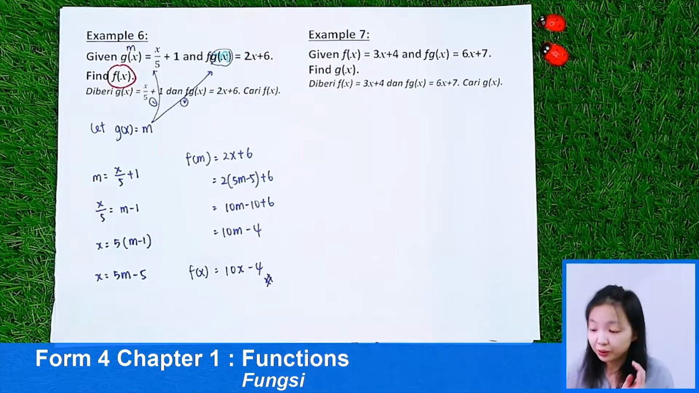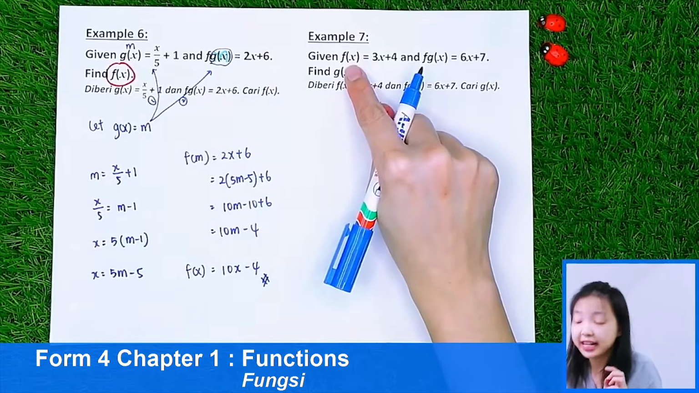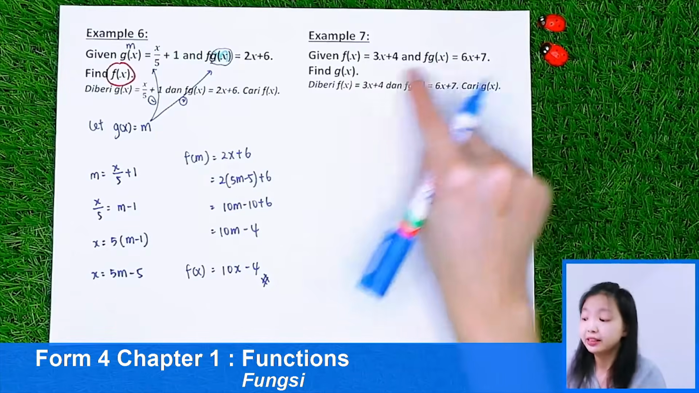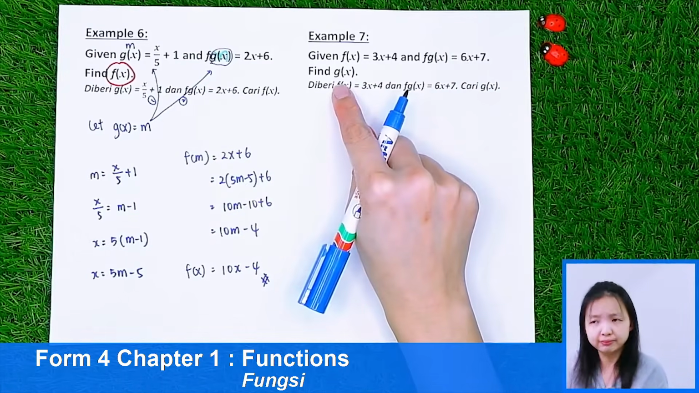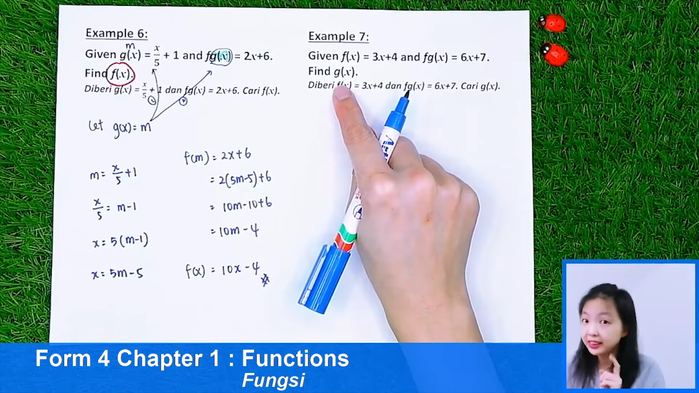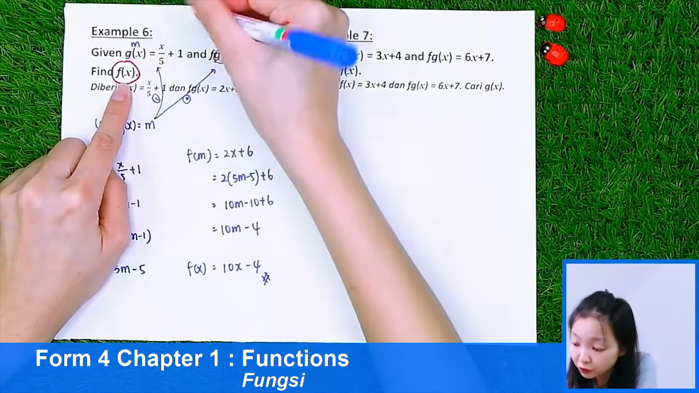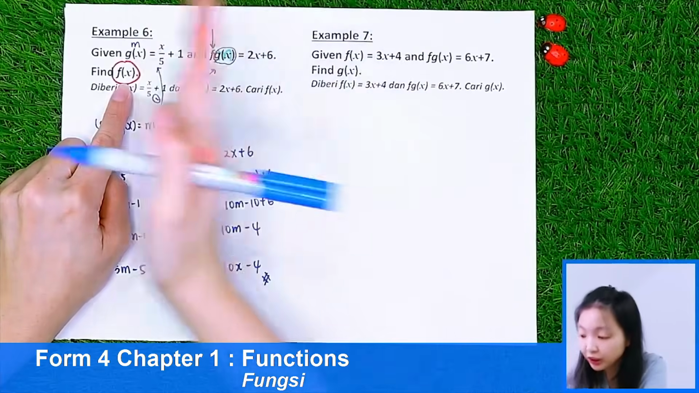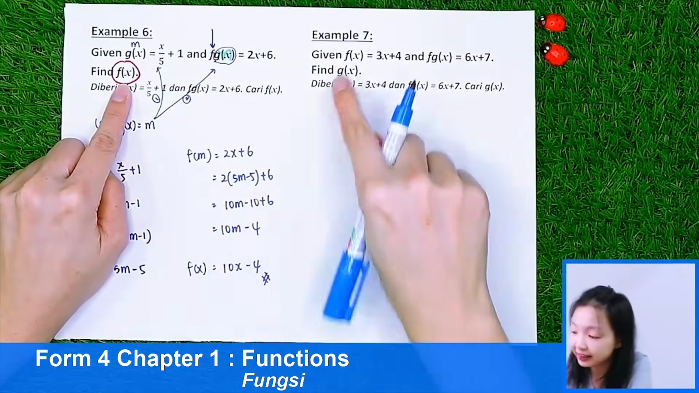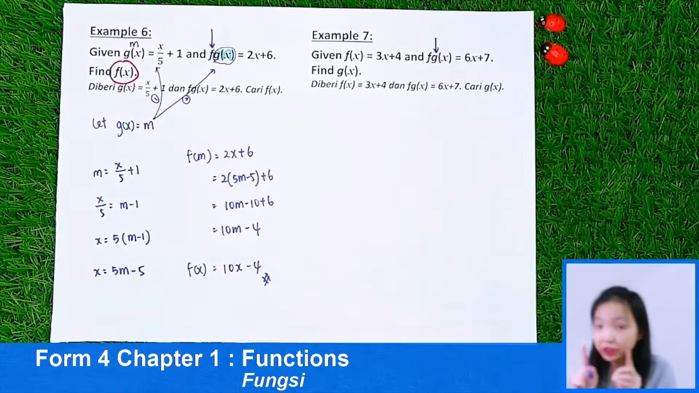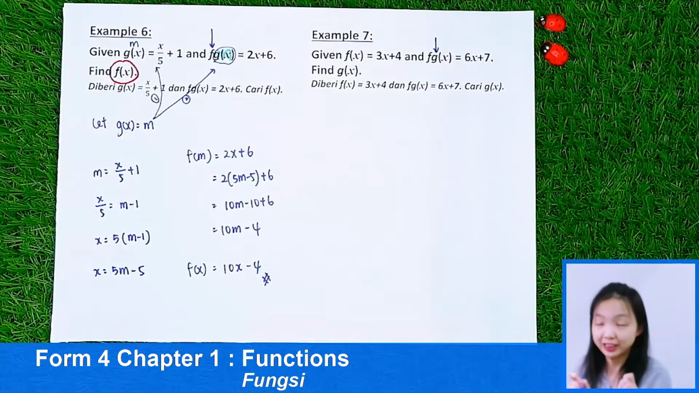It also looks something like it is given that f(x) and fg(x), the composite function, want you to find g(x). Seems look alike, but actually they are not alike. You see? For example 6, the question wants you to find the function which is on the left hand side. The g(x) here is on the right hand side. So actually it's not the same. So you have to be alert which one you want to find.